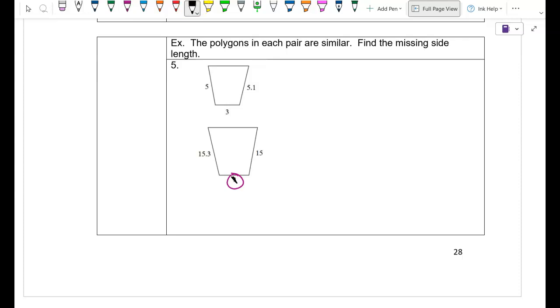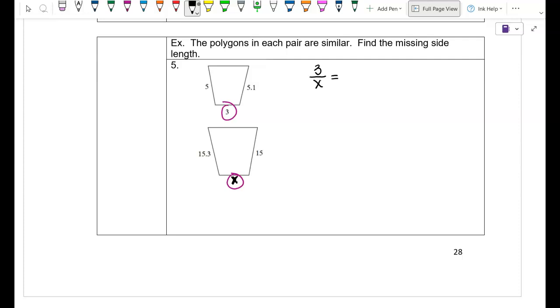I'm actually going to turn that question mark to an x. What measurement in the top figure matches up with where the x is in the bottom figure? 3. So here it doesn't matter how I write the first ratio. I can write the first one 3 over x. How I write the second ratio matters based on how I wrote the first one. Because I did the top figure over the bottom figure for the first ratio, for the second ratio I have to do the same.